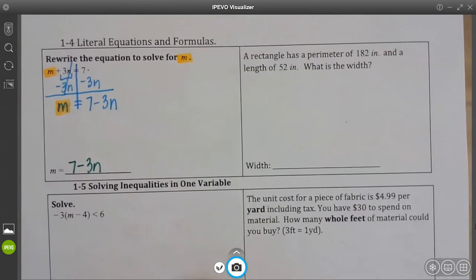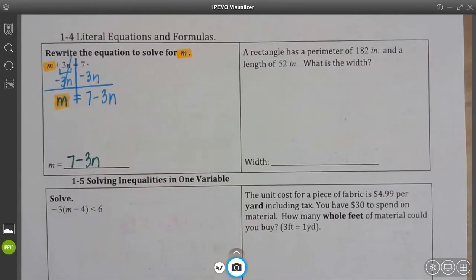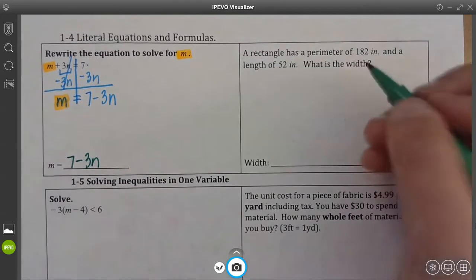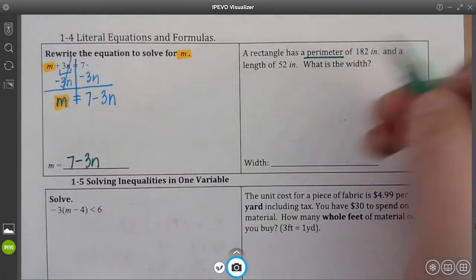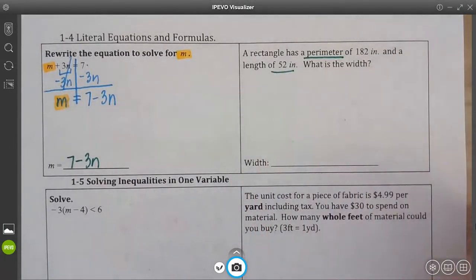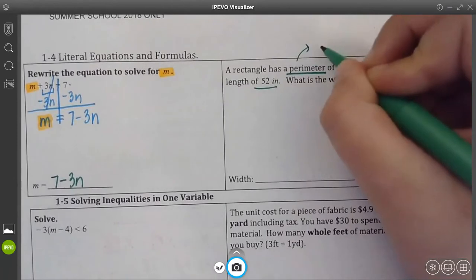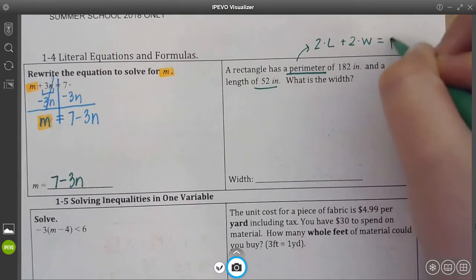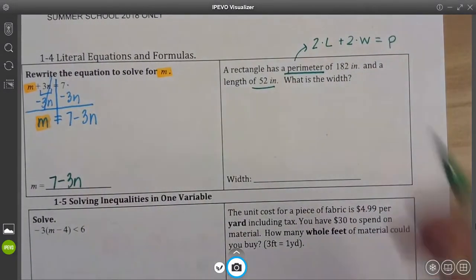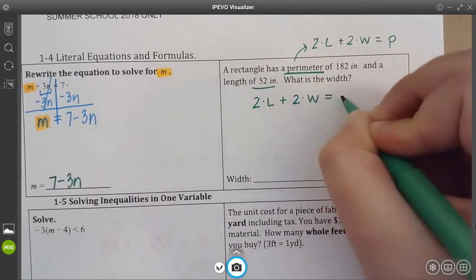Our next one, again, is probably like the same type of problem here, but we have to write our equation ourselves. So again, we're talking about a rectangle, and it has a perimeter of 182 and a length of 52, and we want to find the width. So we know that the perimeter of a rectangle is going to be 2 times the length plus 2 times the width equals our perimeter. So maybe I should have written that down here. 2 times the length plus 2 times the width equals the perimeter.